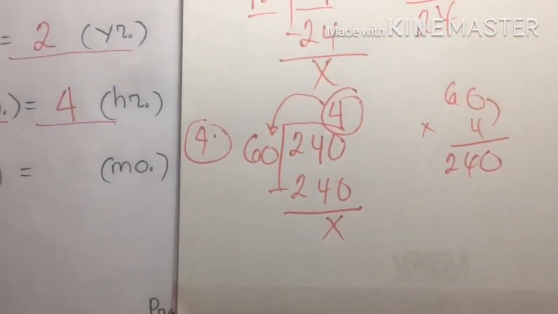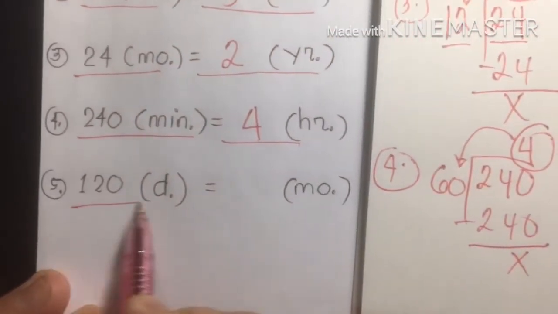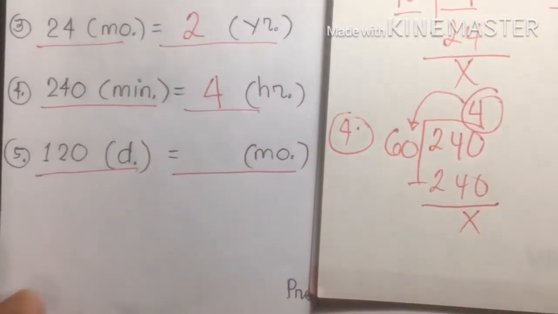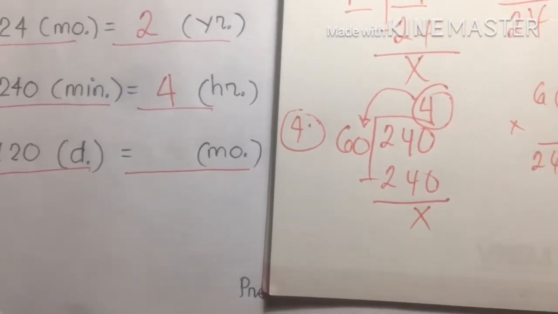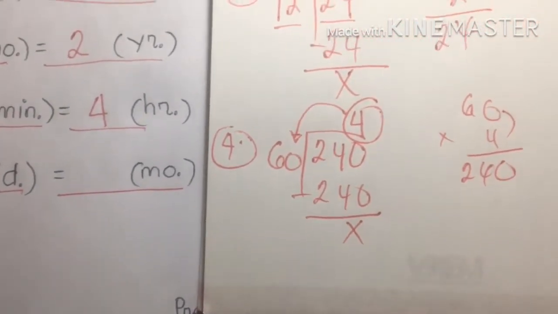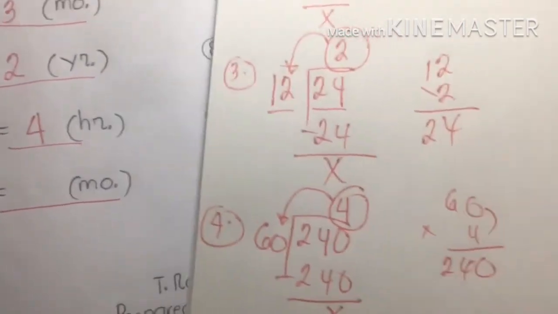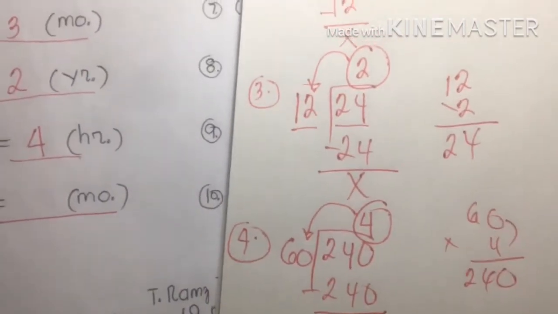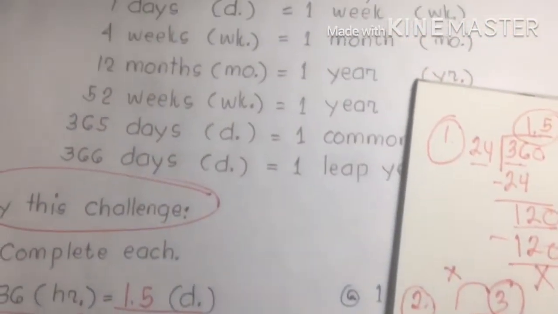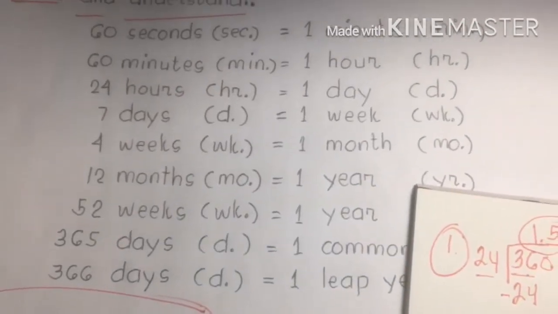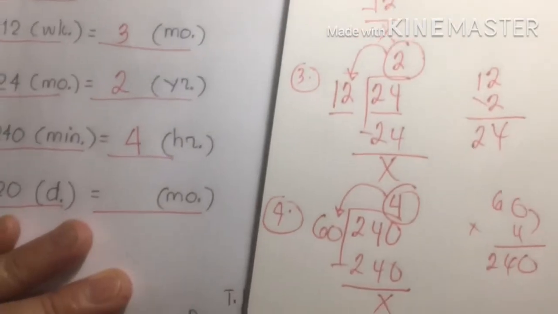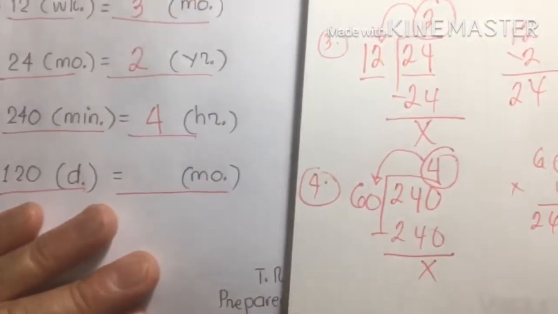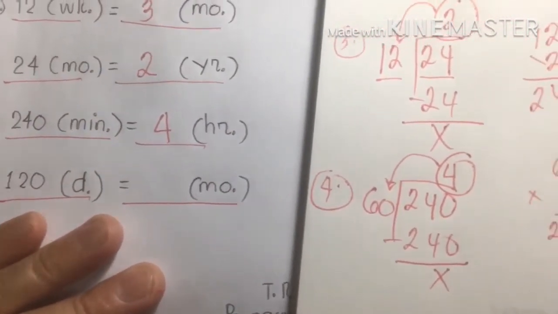Next, number 5: 120 days is equivalent to how many months? Okay, this is a challenge. From days to months conversion. Again, days to months conversions. So remember, in 12 months we have 1 year. 7 days is equivalent to 1 week. So let's have first a division for number 5. Remember, 1 year is equivalent to 12 months, or that is 365 days.